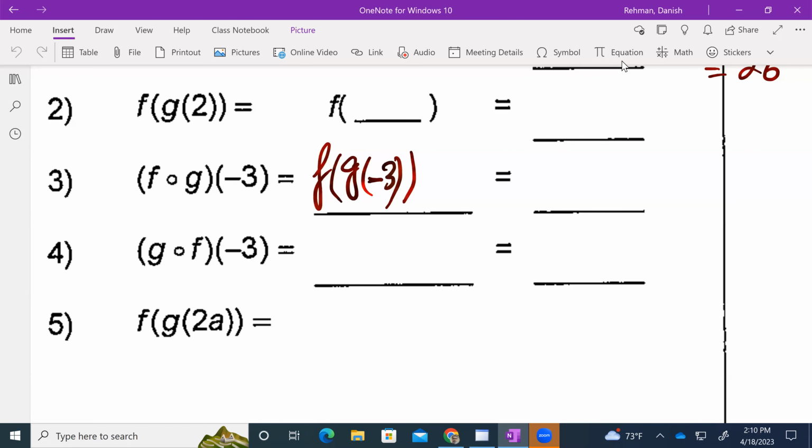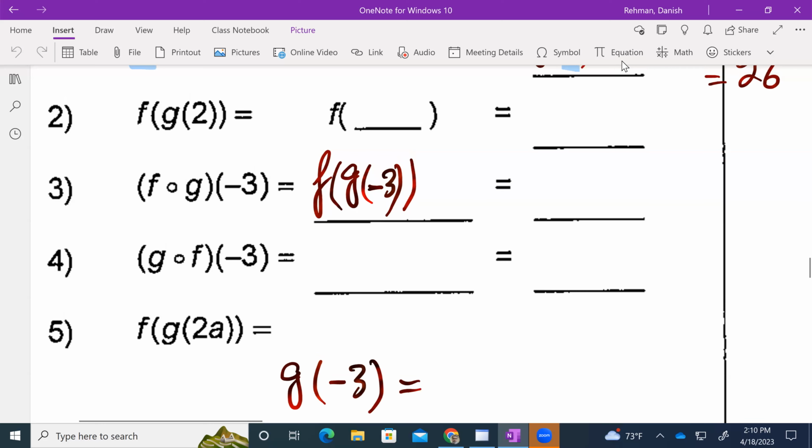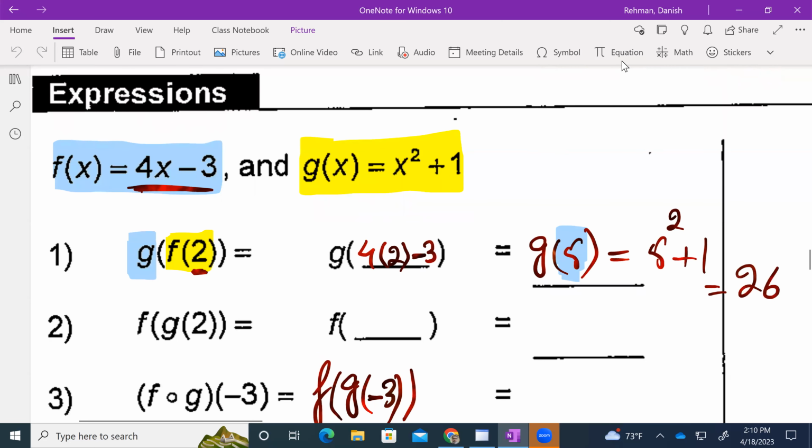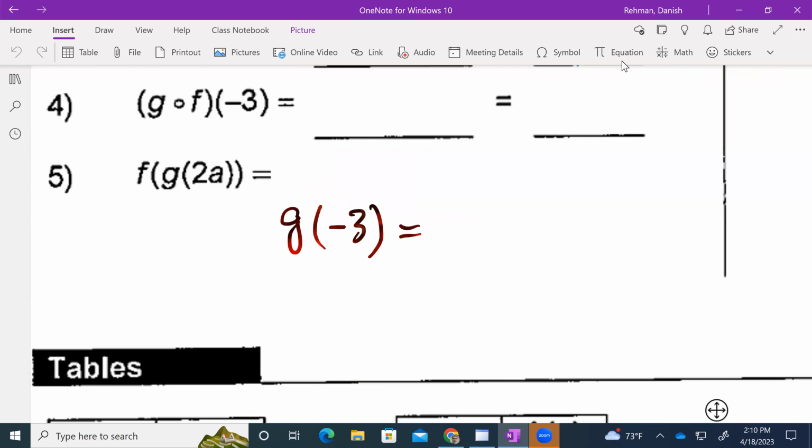That means I will need to solve first g of -3. g of -3 will be depending upon the yellow function. Which yellow function? We have this yellow function on the top. So when I'm trying to find out the g of -3, I will substitute the values here. That's what I'm going to do here now.